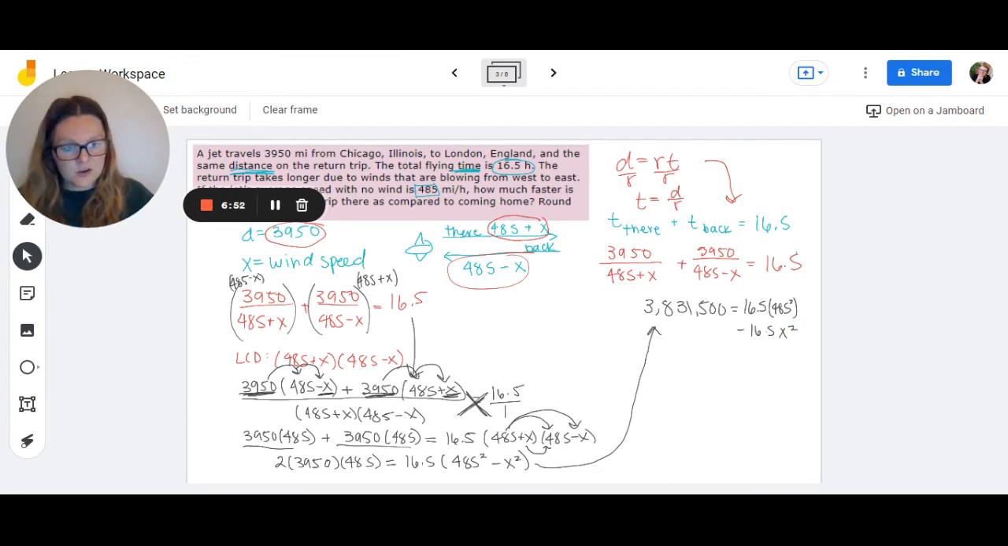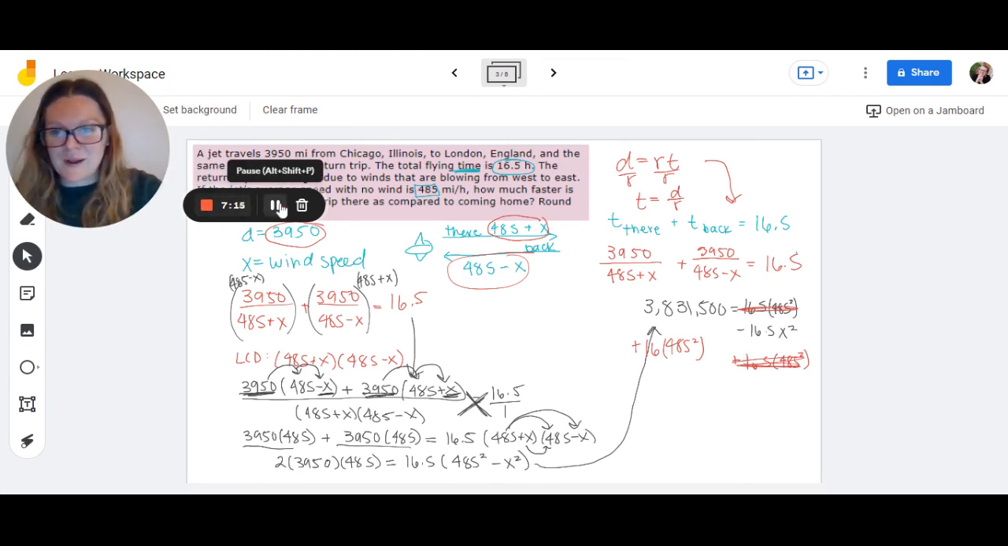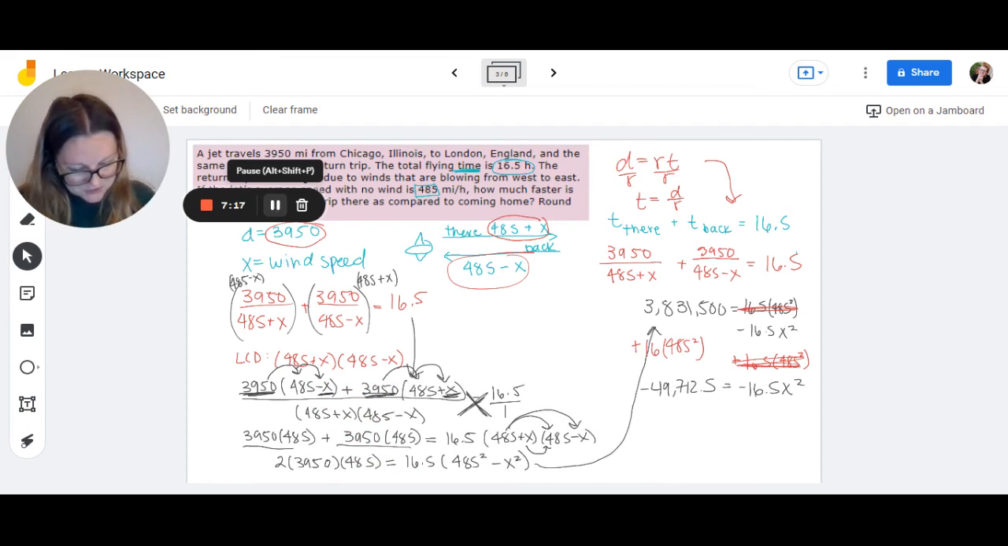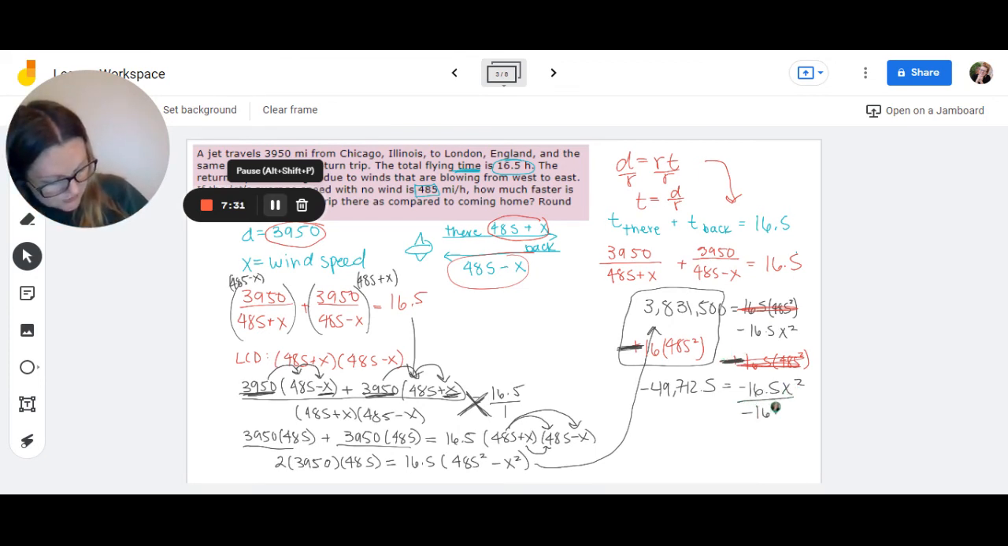Okay, at this point, I'm going to go ahead and add the 16.5. I know I'm running out of room here, so let's do it in a different color. Add 16.5 times 485 squared to both sides. They're going to cancel on the right side. I'm going to go get my graphing calculator real quick so I don't use my phone, and I'll be right back. Okay, graphing calculator to the rescue. When I put both of these in my calculator, this should actually be a subtraction, and I got negative 49,712.5. I'm going to divide each side by negative 16.5.